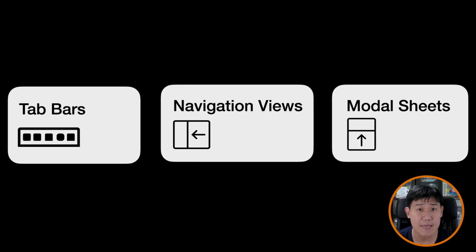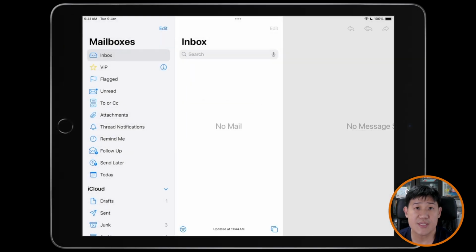Let me just show you an example from an iPad app. So this is the Mail app. This is my actual mailbox. There's a bunch of mailboxes on the left-hand side. So if I tap on any of them, it will show me a list of mail in my center column. Okay, so over here, this is a list of different mailboxes.